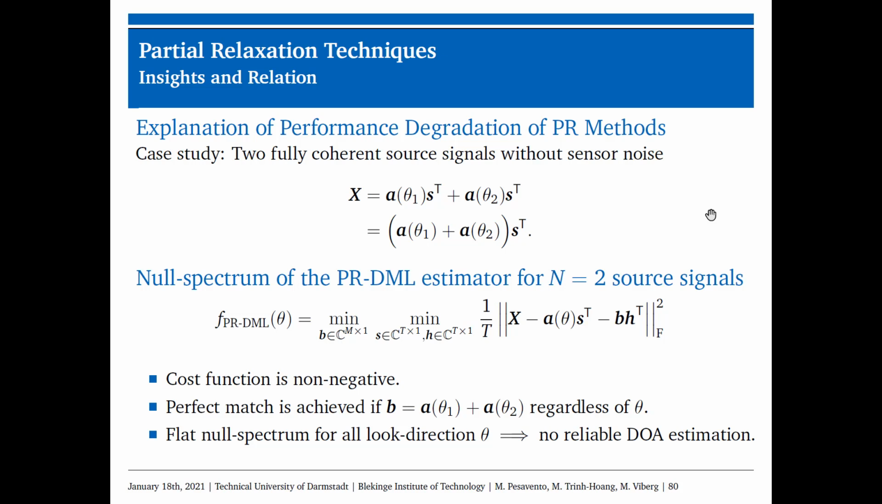Then the received signal is a matrix of rank 1, given in here. If we apply the PR DML method, then for each candidate direction theta, we have to find an unstructured B vector such that this cost function here is minimized. As B is unstructured, we can choose B to be the sum of two original steering vectors given in here, and therefore we can achieve a perfect match for all possible candidate directions. This means that the spectrum is then flat, and we can no longer estimate the DOAs from the local minima of the null spectrum anymore.